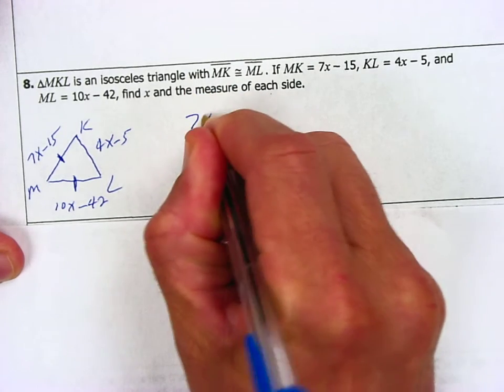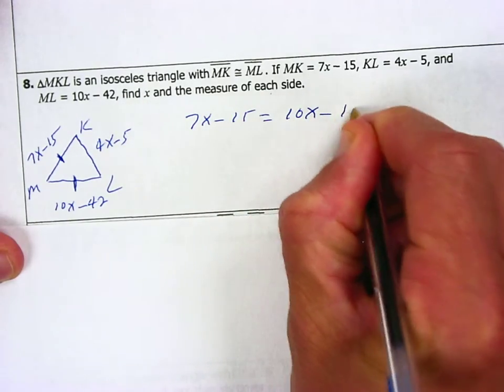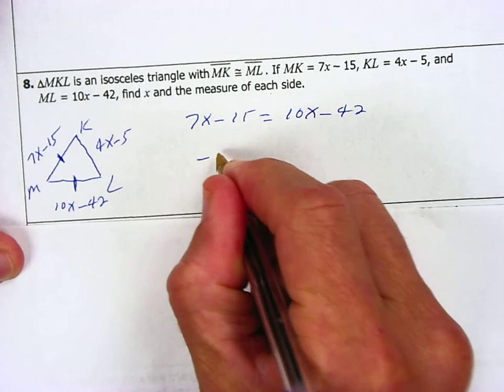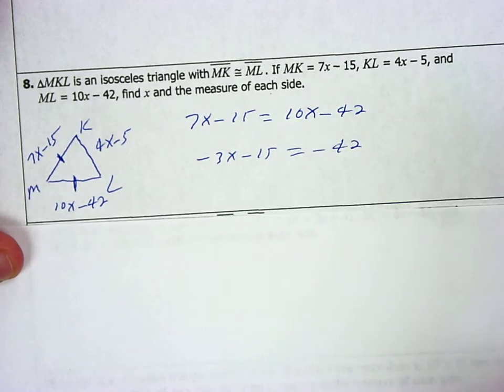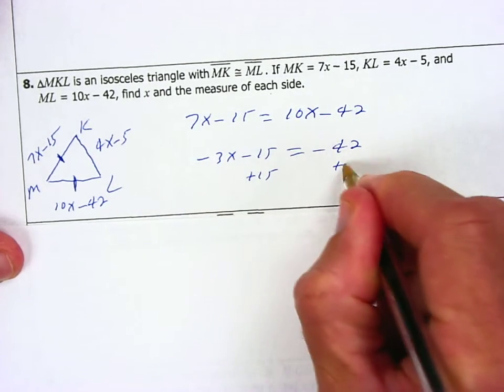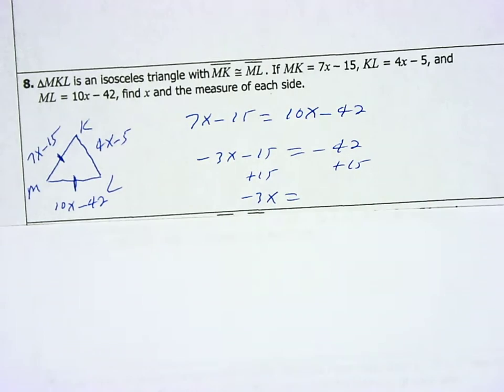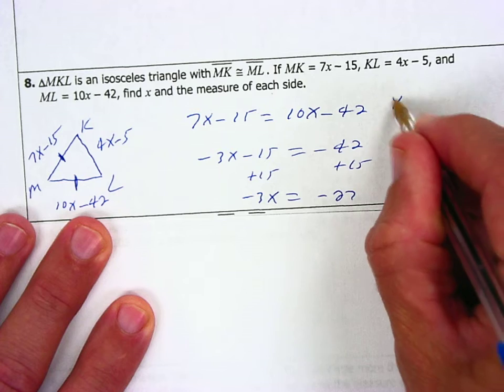You're going to grab 7x minus 15 and set it equal to 10x minus 42. Subtract 10x from both sides. You're going to get negative 3x minus 15 equals negative 42. Add 15 to both sides. Negative 3x equals, 15 minus 42, you get negative 27. Then divide by negative 3 and you get x equals 9.